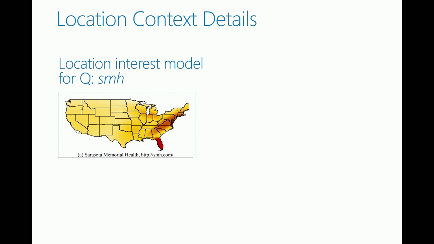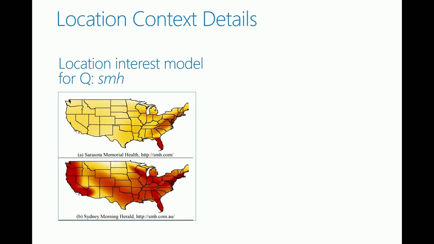In this case, the query is SMH. Here, the clicked URL is smh.com, which is the Sarasota Memorial Hospital. And people who are in Florida and maybe a little bit on the East Coast, given that query, click on this result. There's another group of people who click on smh.com.au. They're much more broadly distributed. This is the Sydney Morning Herald. And these are probably expats who live in the big population centers. So you can tell, actually, in this case, based on where the queries are coming from, what the likely intent is.